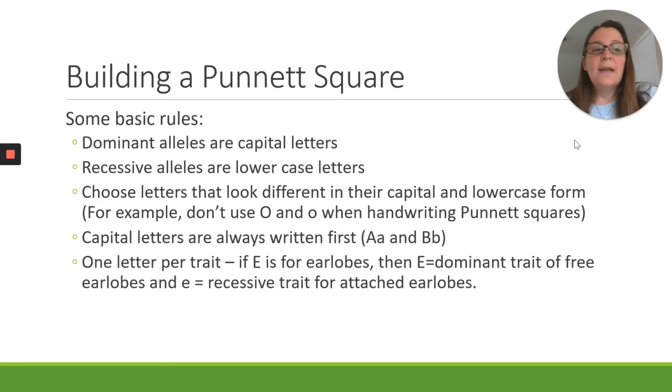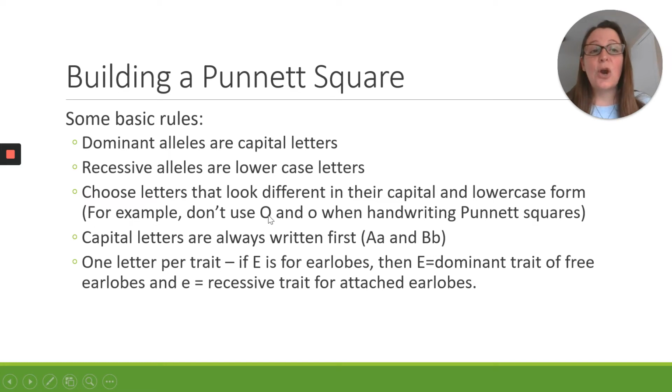If you are handwriting homework, or if you print out a worksheet to fill out on paper, or sometimes even if you are doing OneNote and you're using your stylus, choose letters, and it doesn't matter. You can use the letter A for every trait that we talk about. It doesn't really matter. But choose a letter that looks different in their capital and lowercase form.